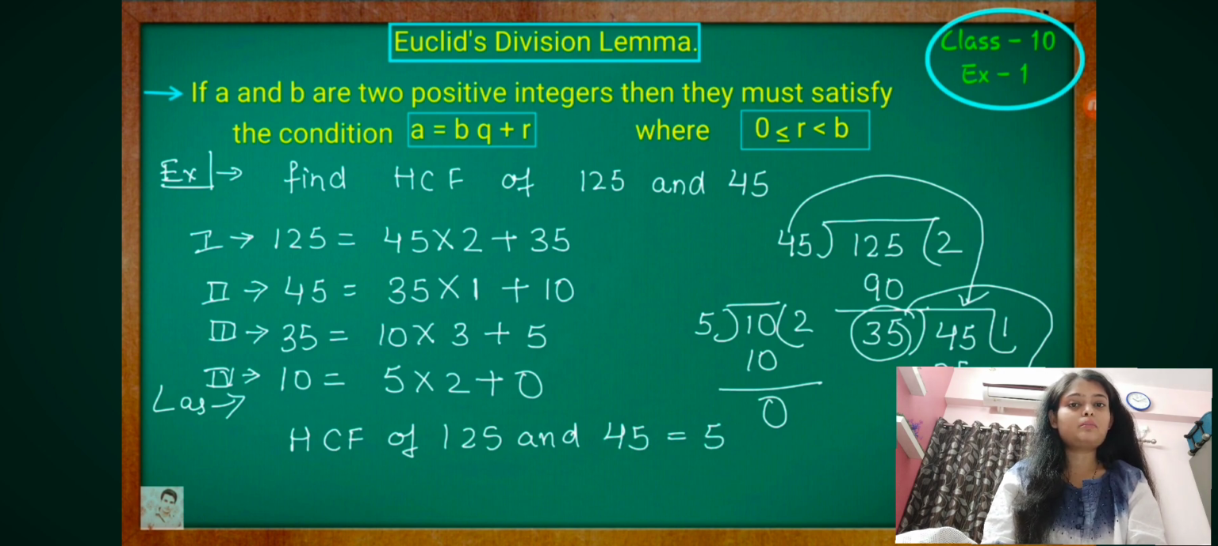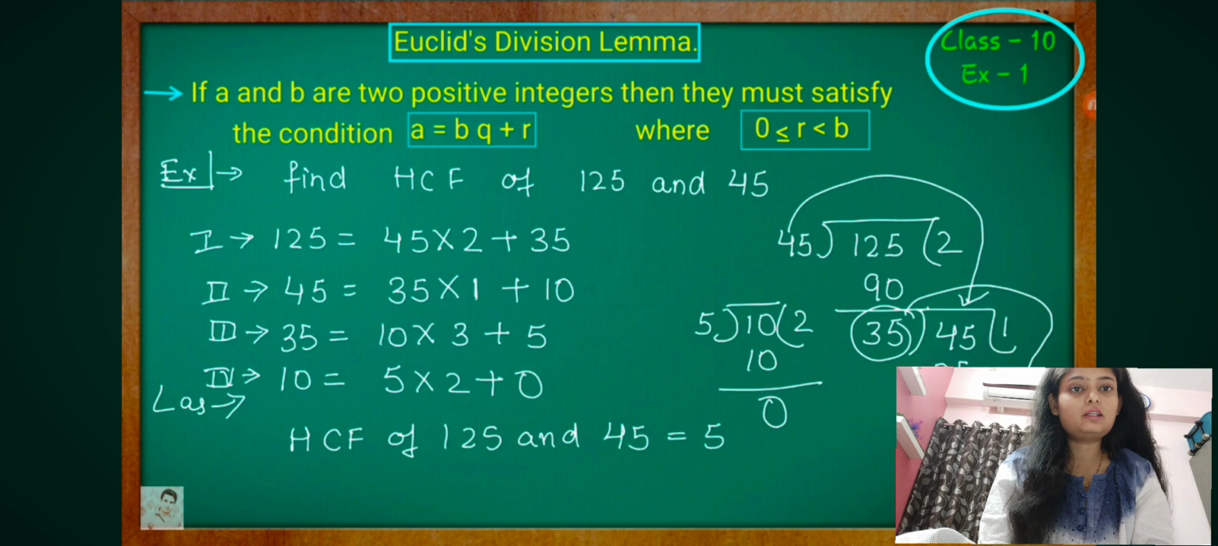Step 1 is 125 equals 45 into 2 plus 35. It can be written in the form a equals bq plus r. Then 45 can be written as 35 into 1 plus 10. Then 35 also can be written in the form a equals bq plus r. And the last step, 10 equals 5 into 2 plus 0. So the remainder is coming as 0. The HCF of 125 and 45 will be the value of b in the last step. What is the value of b in the last step? That is 5. So the answer is 5, and that is the HCF of 125 and 45.